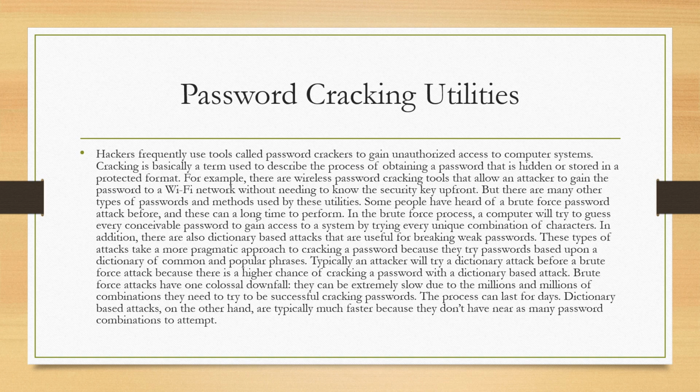Password cracking utilities. Hackers frequently use tools called password crackers to gain unauthorized access to computer systems. Cracking is basically a term used to describe the process of obtaining a password that is hidden or stored in a protected format. For example, there are wireless password cracking tools that allow an attacker to gain the password to a Wi-Fi network without needing to know the security key upfront. But there are many other types of passwords and methods used by these utilities.